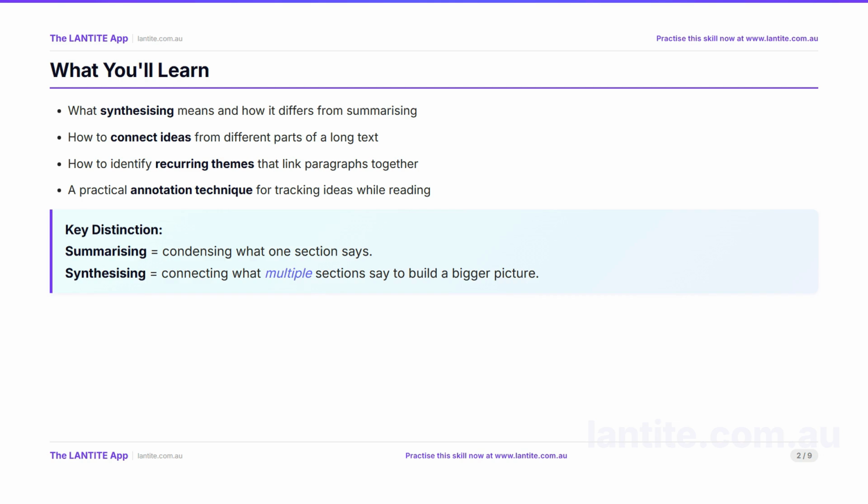The key distinction to remember is this. Summarizing is condensing what one section says. Synthesizing is connecting what multiple sections say to build a bigger picture. Synthesizing requires you to hold ideas from earlier in the text and link them to ideas that come later.